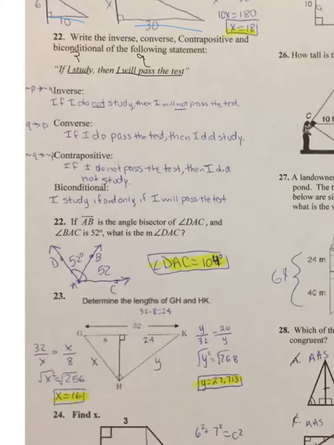Inverse is a negation of the original order. So P and Q stay where they're at, but we negate them, which means the opposite. Normally that means adding a not, because the majority of statements we read are kind of positive. I studied, I will pass the test. So when we do the inverse and negate them, we're looking at if I do not study, then I will not pass the test. So the statements become negative versions. Remember, if the statement started negative, you have to make it positive in a negation.